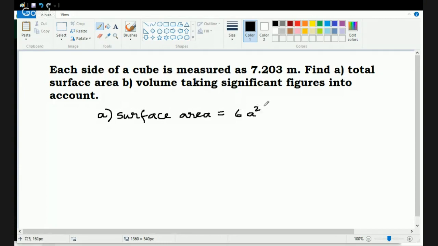Is it 6 a square? Yes, sir. It is 6 into 7.203 into 7.203. My dear, that 6 is a number; each number of significant digits you need not take. The measurable quantity has the minimum significant digits. Both are the same only. Come on, you have to multiply. There is no other way.